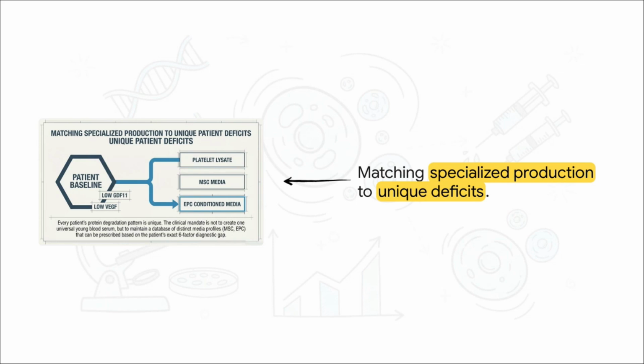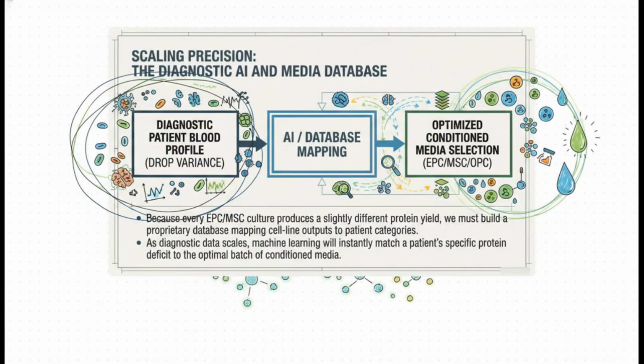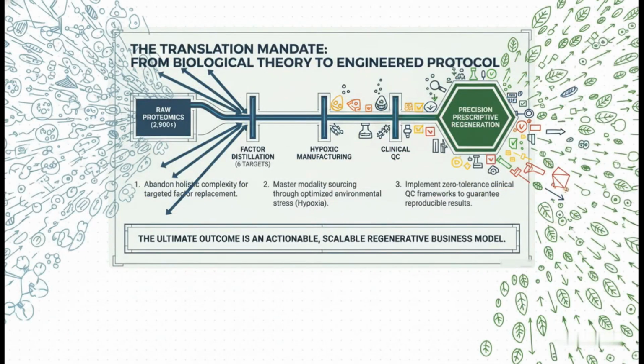And since every single cell culture produces a slightly different protein yield, we use machine learning to map it all out. The AI will instantly read a patient's specific blood profile, map it against our database of batches, and instantly select the absolutely optimal batch of conditioned media to perfectly fill their biological deficit. It's incredibly precise.